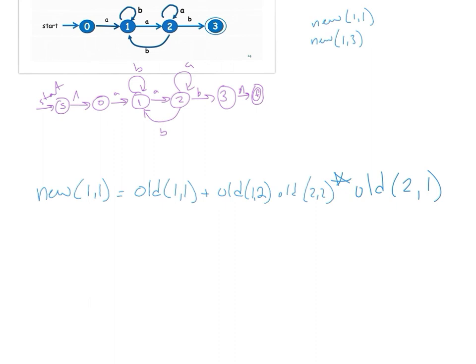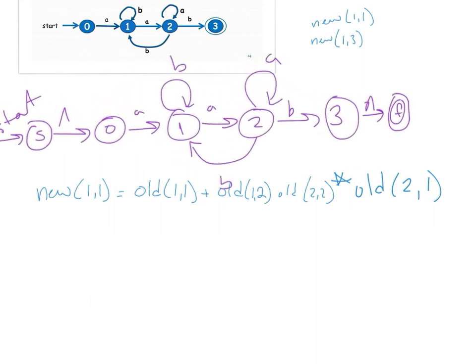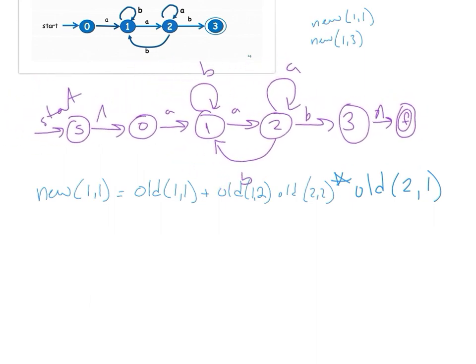Okay, so let's figure out what all these pieces are. The old 1, 1 from 1 to 1 is a B. Maybe we should make this a little bit bigger so we can look at it for now. Right? So the old 1 to 1 is a B. So we'll copy that down here. The old 1 to 2 is an A.